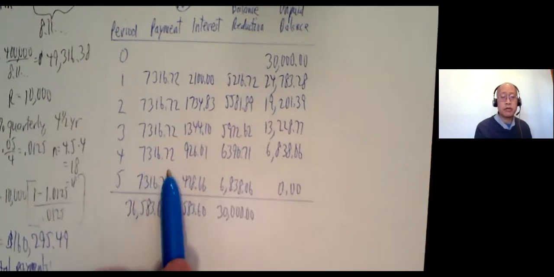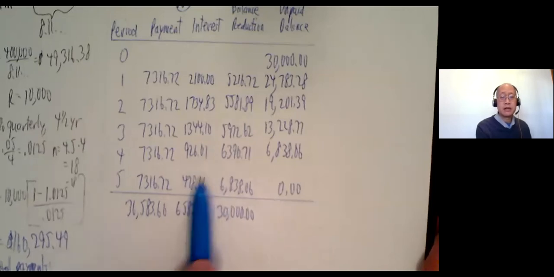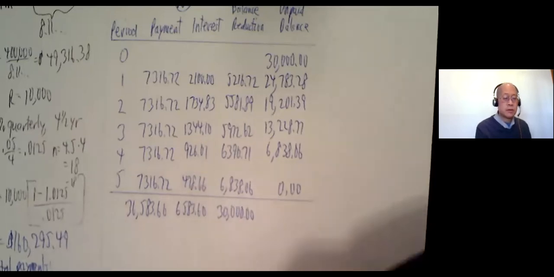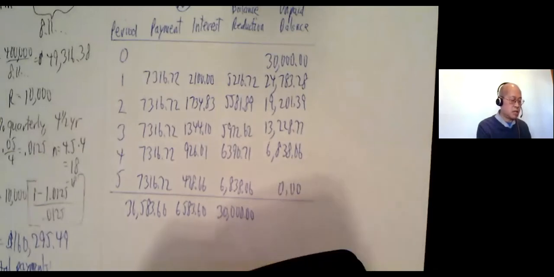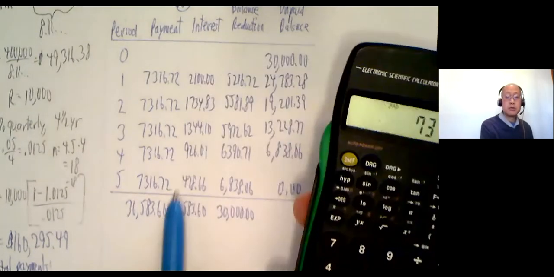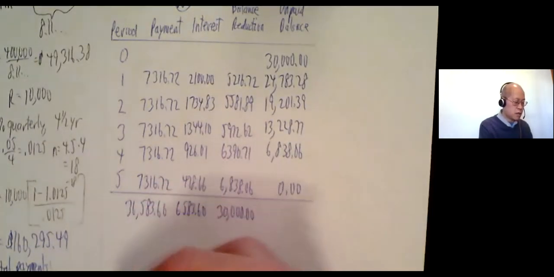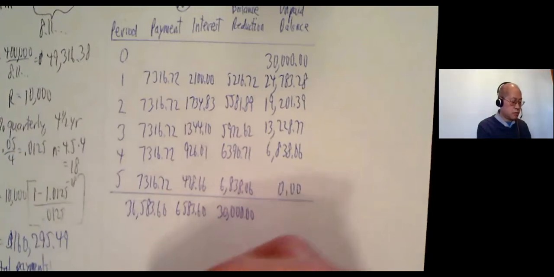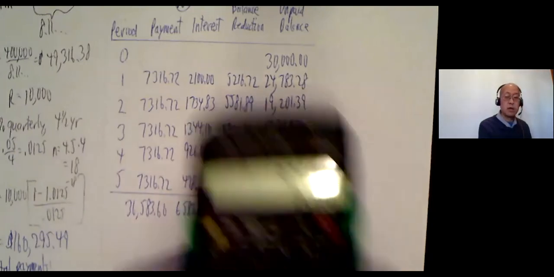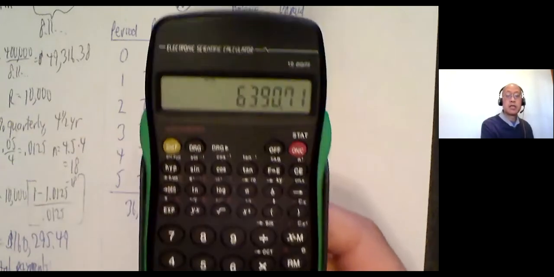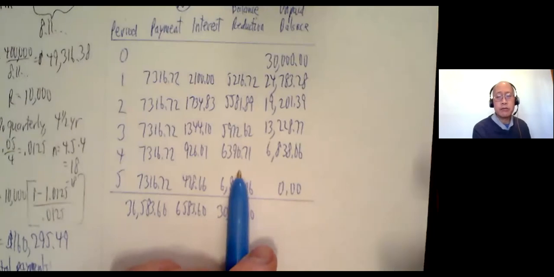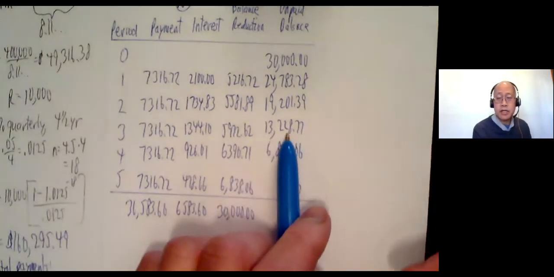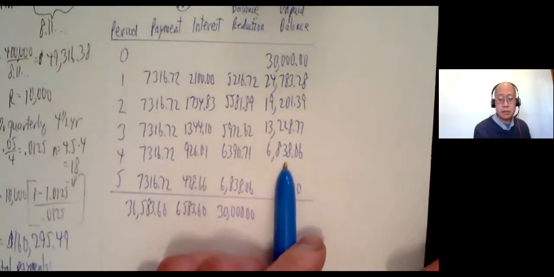So 7316.72 minus that is that. Okay, and just in case you want, I'll do that one. 7316.72 subtract 926.01 equals 6390.71. That's the amount you get to reduce the balance by. So now 13,000 minus that is this.